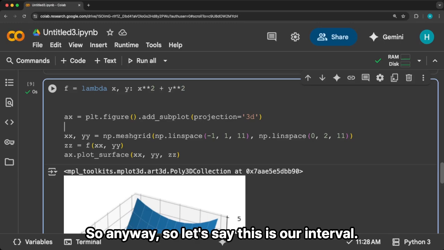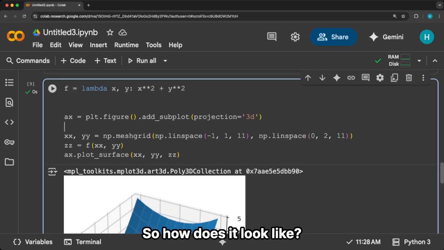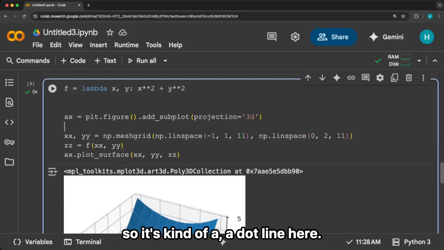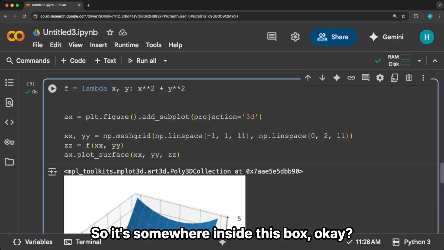So anyway, let's say this is our interval. How does it look? U is running from -1 to 1, but not including -1 and 1, so it's kind of a dotted line here. And V is from 0 to 2 pi, but it includes the endpoints, so you can put the solid line here. So it's somewhere inside this box.